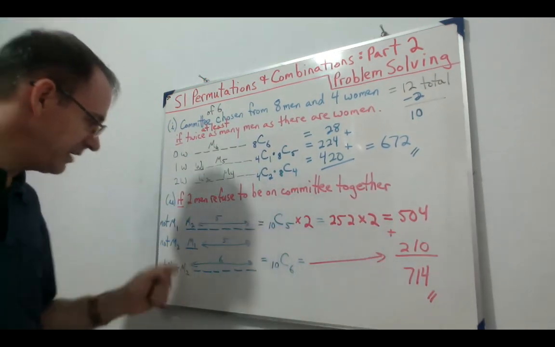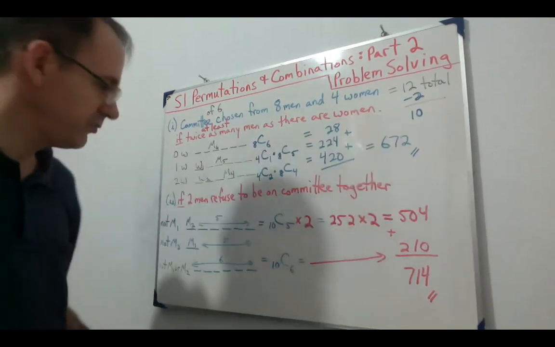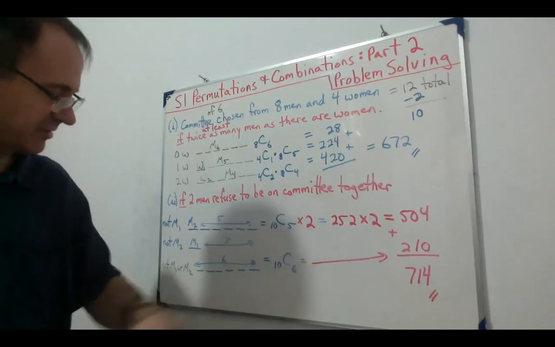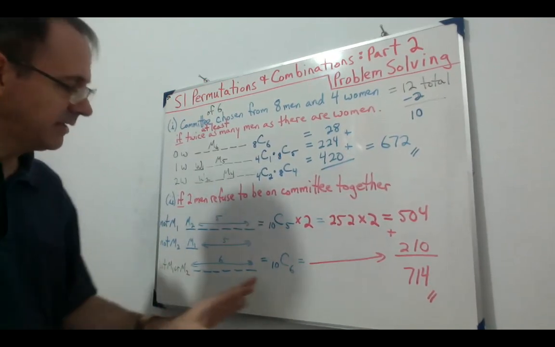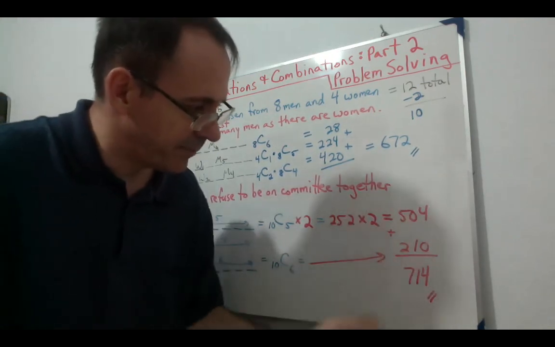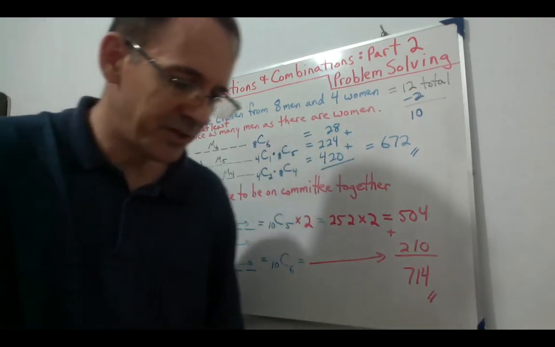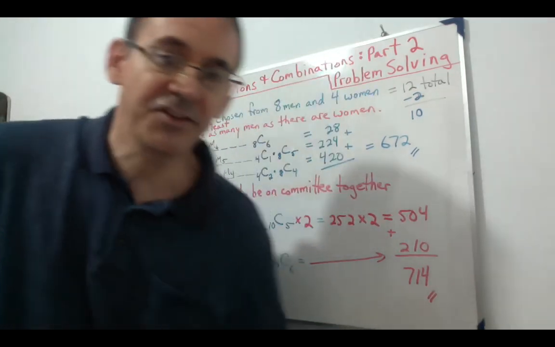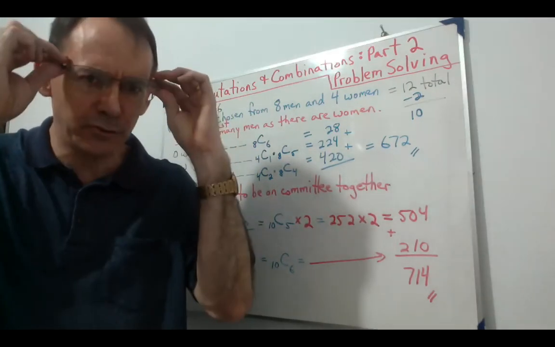This one with neither of them on, again, removing 2 people still gives you 10, but now all 6 slots are open because we didn't fill any of the slots. So 10 choose 6 gives 210. You add them up, you get 714.